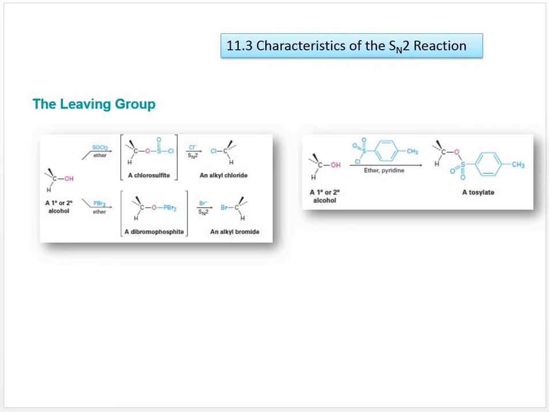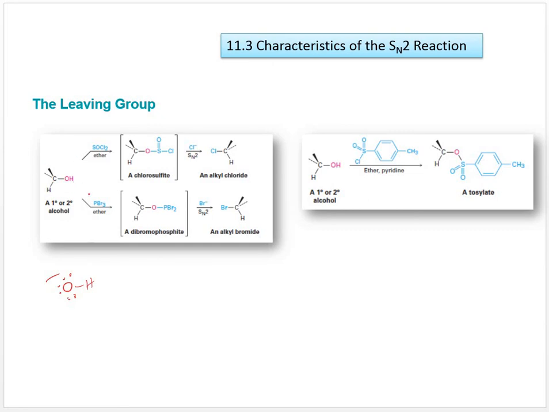One more thing, as we said before, OH in alcohols is a bad leaving group because when it leaves, it generates a hydroxide ion, and it's very basic. So for that reason it's one of the worst leaving groups. The reactions are very slow with hydroxide as the leaving group.